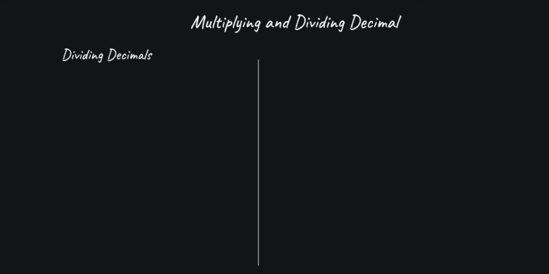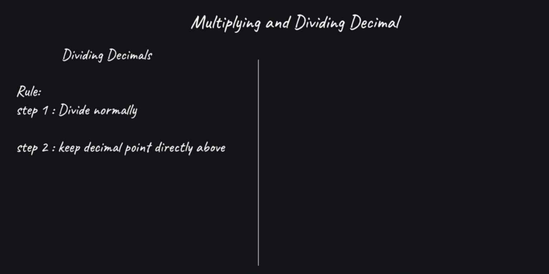So again, when we divide decimals, we have a certain rule that would help us divide them. And this rule is, firstly, you want to divide normally, and secondly, you want to keep the decimal point directly above your equation. So we're not going to include the decimal when dividing, but we'll keep the decimal point right above. First example is 8.4 divided by 2.